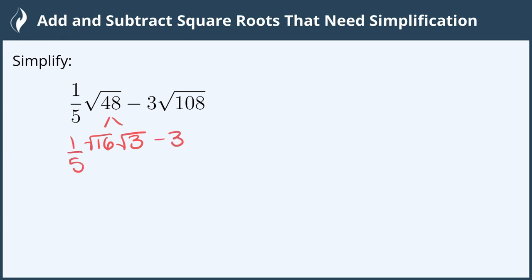The 108, going through my calculator and trying to see if it's divisible by perfect squares, I end up getting the square root of 36. 36 times 3 is 108, so we get the square root of 36 and the square root of 3.